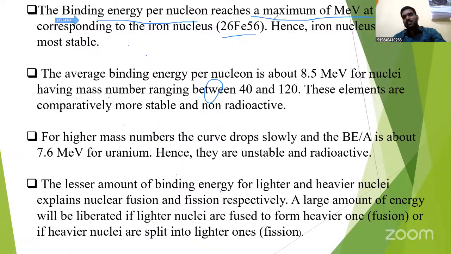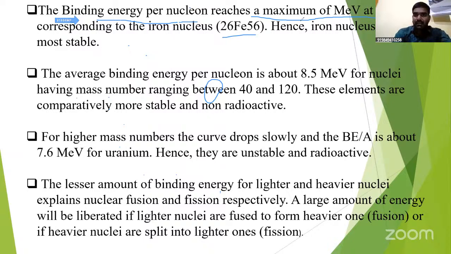So the binding energy per nucleon reaches a maximum at A, that is the mass number, equal to 56, corresponding to the iron nucleus, that is 26Fe56. 56 is the mass number here, 26 is the atomic number. Hence, the iron nucleus is more stable. That's why the iron nucleus is the most stable element here, because it has more binding energy per nucleon.